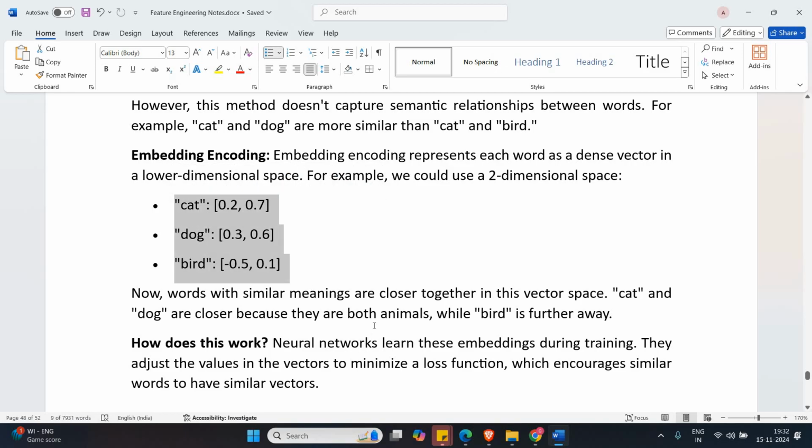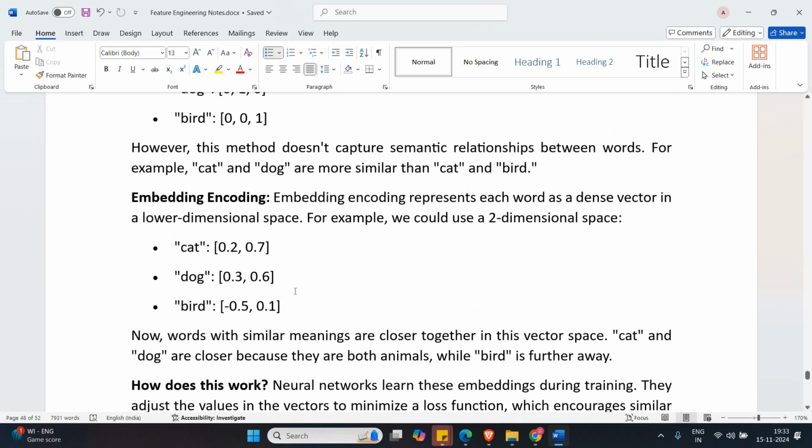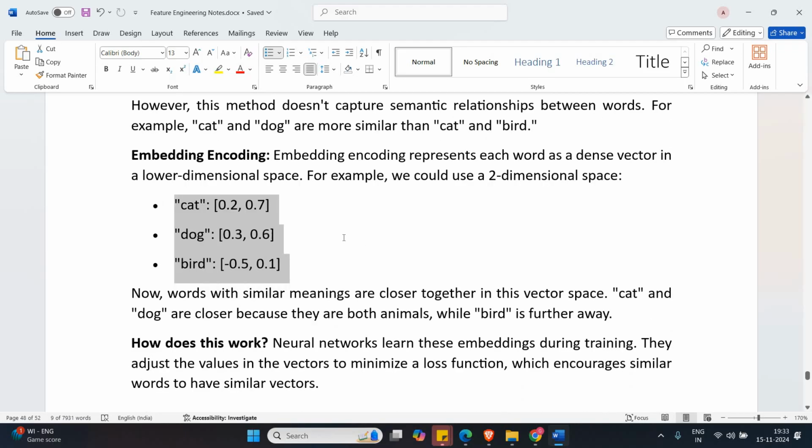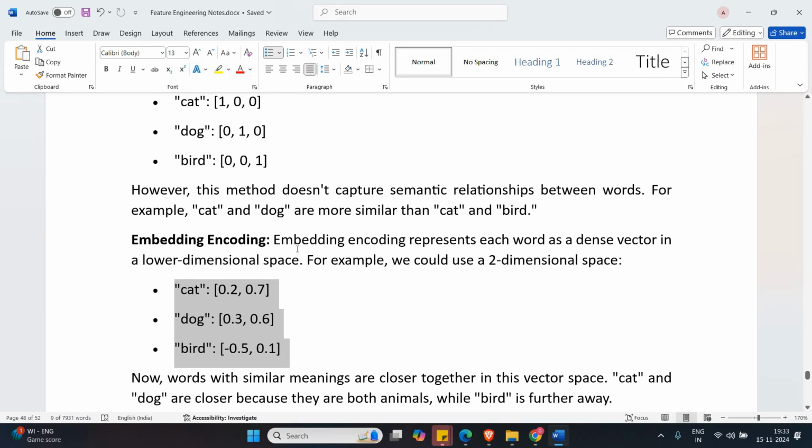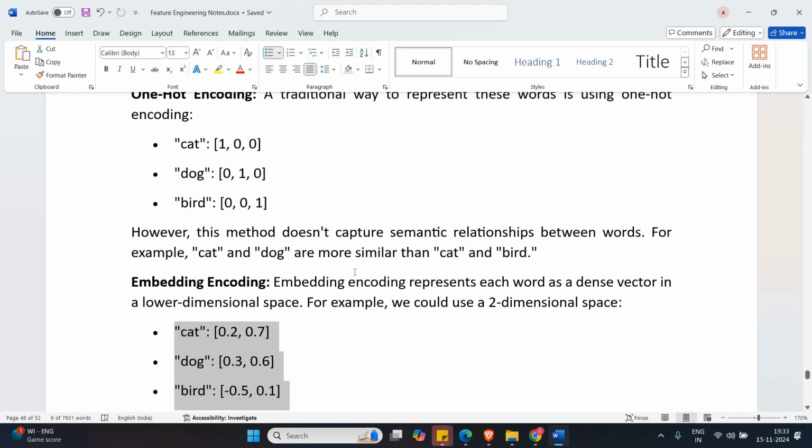There are different algorithms, and using those algorithms we are able to calculate these, and those algorithms have been provided by the Python libraries. Based on that, we get these relationships, and based on the relationships, we get a lower dimensional vector space, or you can say lower dimensional features. A better word is lower dimensional vector. So with the help of embedding encoding, you can reduce the dimensionality.